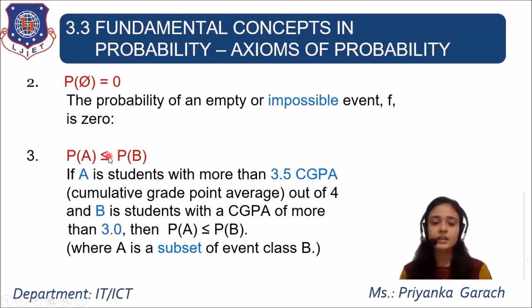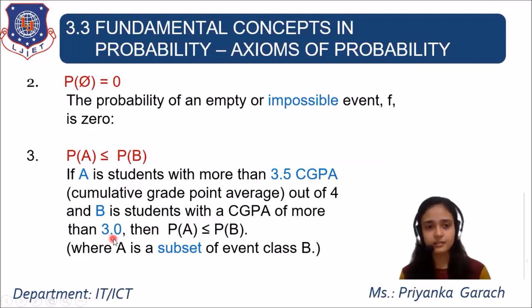It is obvious that whatever the impossible event is, its probability will always be equal to 0. Then the next rule is that the probability of A is less than or equal to the probability of B. This is true in the condition where A is a subset of event class B. Just for an example, over here A represents the students with more than 3.5 CGPA and B represents the students with more than 3.0 CGPA.